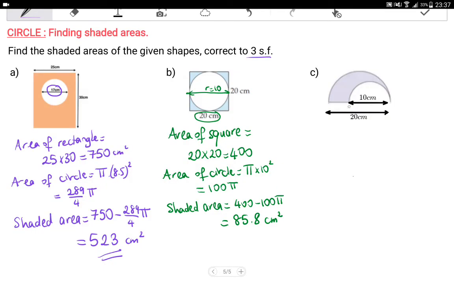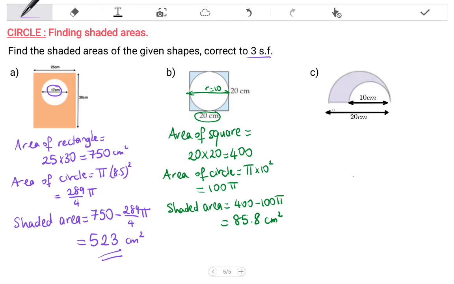In part C, I see semicircular shapes. One is a big one and the other one is a smaller one. So these semicircles have diameters. The smaller semicircle has diameter 10 and the bigger one here has diameter 20. To get the shaded area which is left between those shapes, I can find the areas of these semicircular shapes separately, then take away the smaller one from the bigger one.